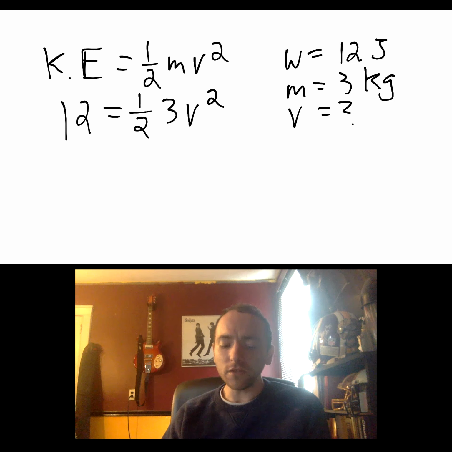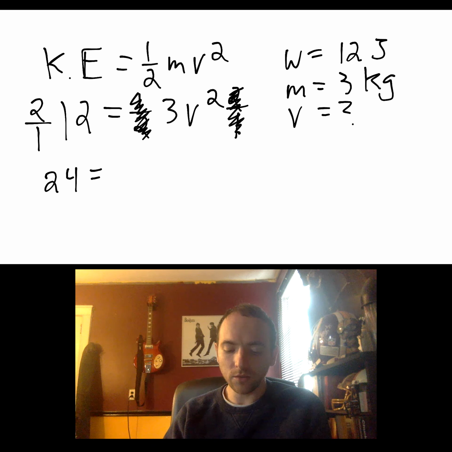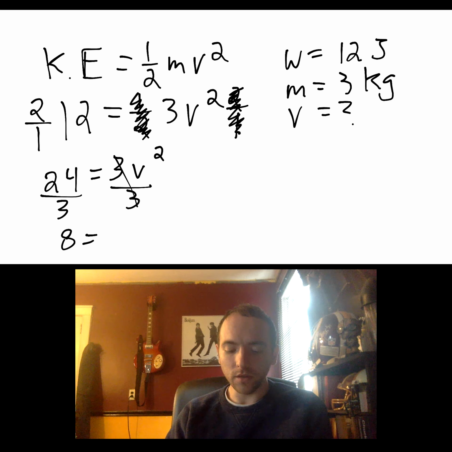All right. The first thing that looks like we should do to me is maybe multiply both sides by 2, right? Because when we do this, the half goes away, this 2 goes away, right? And all we have to do is multiply the left side by 2. So that's going to be 24 is equal to 3v squared. All right. Again, we want to get v by itself, so we should divide by 3 on both sides, and we're left with 8 is equal to v squared.